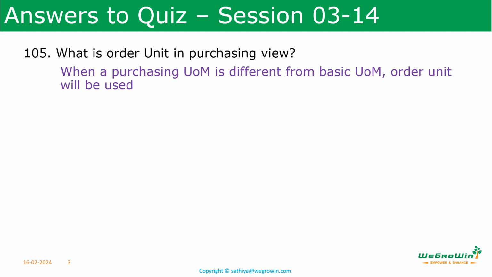What is the order unit in purchasing view? When a purchasing unit of measurement is different from the basic unit of measurement, order unit will be used. Our basic unit of measurement may be pieces, but we will be buying in cartons. Then the purchasing unit of measurement may be cartons. Or our basic unit of measurement may be meters, but we will be buying in rolls. Then we will be using the purchase unit of measurement. That will be maintained in the purchasing view.